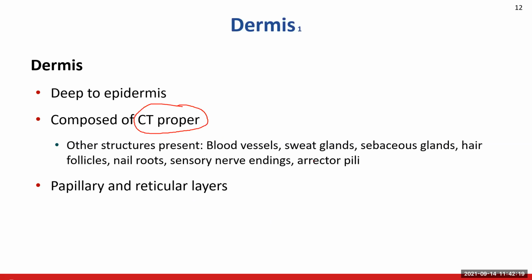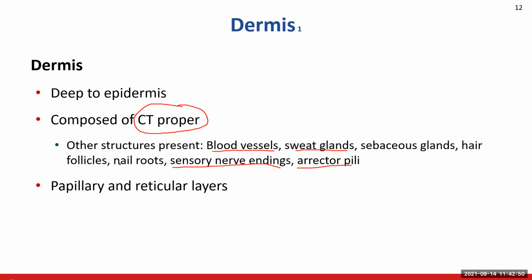Right, the erector pili is smooth muscle. Sensory nerve endings is nervous tissue. Okay, blood vessels contains epithelial tissue. Sweat glands, same thing. All right. And we'll also see that there is going to be areolar connective tissue there and dense irregular connective tissue, which is the predominant tissue type in our dermis. So our dermis has all the tissue types there.